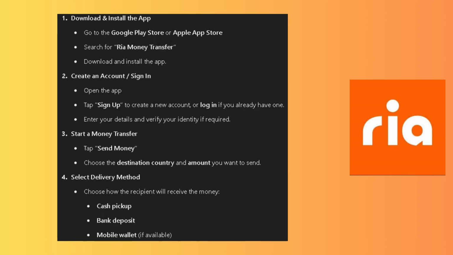Start a money transfer. Tap send money, then choose your destination country and the amount you want to send. Select the delivery method, choose how the recipient should receive the money. This could be bank deposit, mobile wallet or cash pickup.